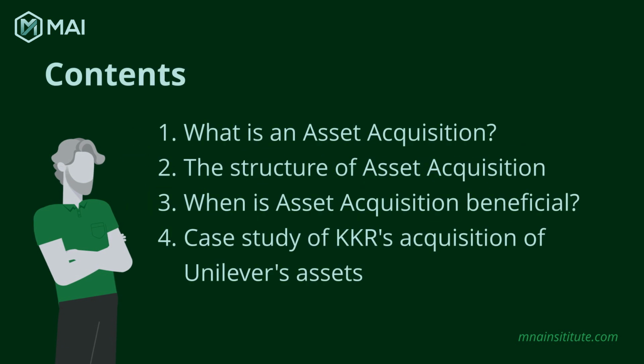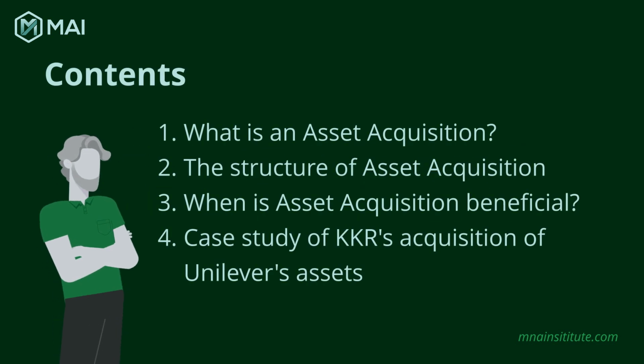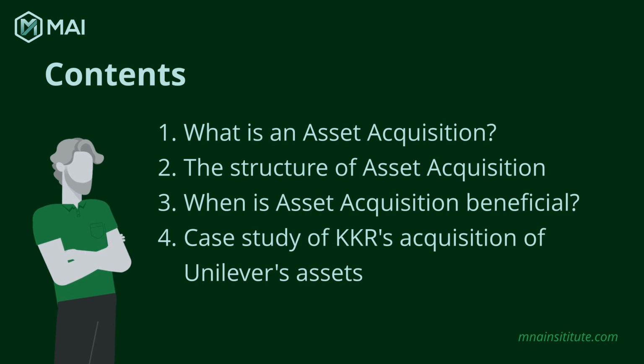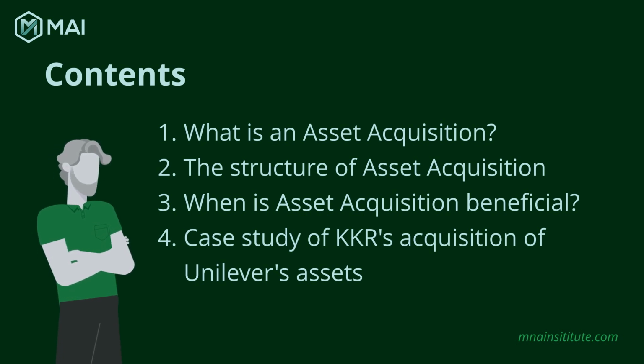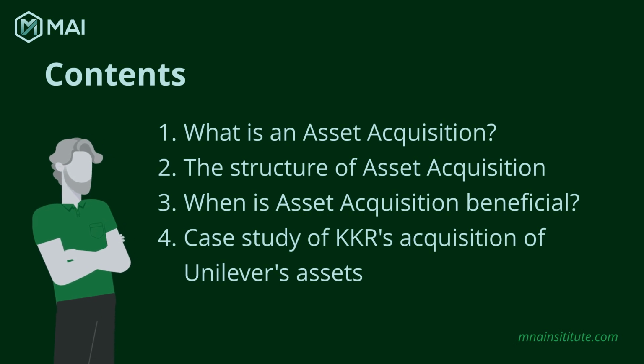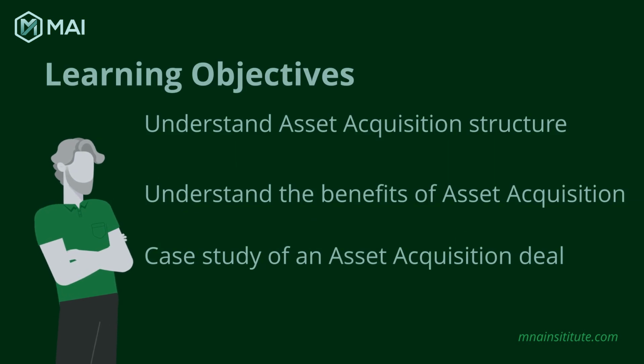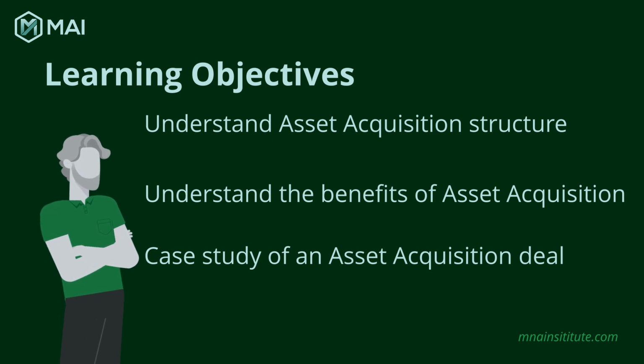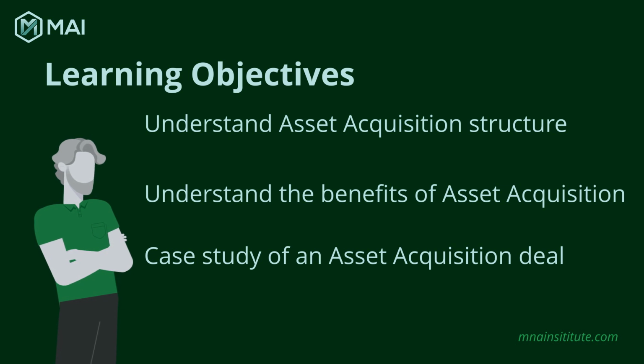Here is the content for today's topic. Today, we will be furthering our knowledge of asset acquisition, its structure, and advantages. We will also look at a case study of private equity firm Kohlberg Kravis Roberts' acquisition of the major food and beverage company, Unilever. And here are our learning objectives. By the end of this lesson, you will understand the structure and benefits behind asset acquisitions and how these apply to a real-world example. Shall we begin?